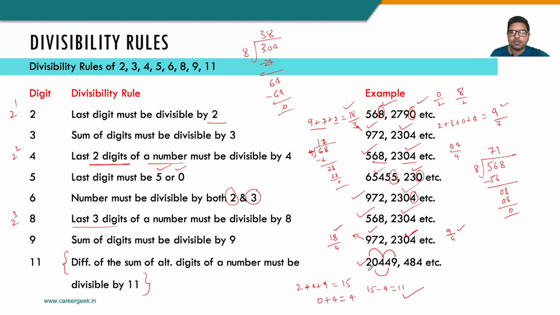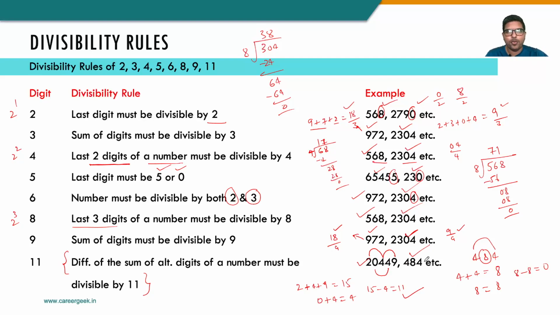Yes. Same for 484. Sum of alternate digits, 4 plus 4. Always start with the first digit, left. From left, the first digit. And the only digit remaining is 8. So the difference is 0. 0 is a universal multiple. So 0 divides any number.